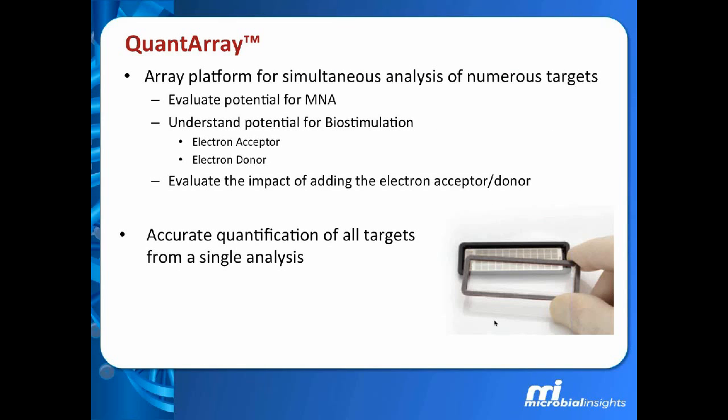From these 2 case studies, we're able to see that the QuantArray technology was able to help us understand the potential for monitored natural attenuation, being sure not to miss an important pathway, and we can use this information to help us understand which pathways are most dominant at a site so we can select the most appropriate electron donor or acceptor to add. Then once those donors and acceptors are added, we can use the QuantArray data to help us understand the impact that they're having on the microbial community at the site.